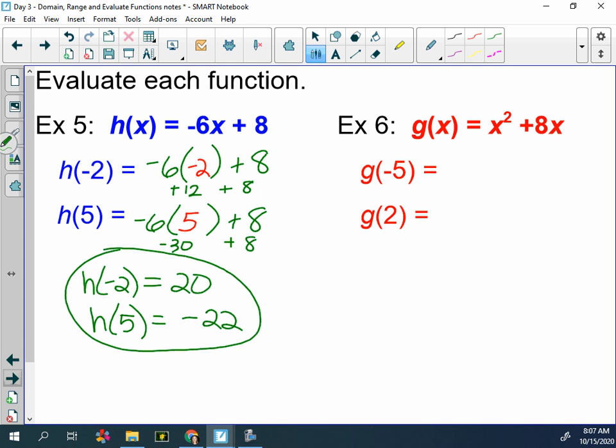Okay, I'm getting 20 when I plug in -2, okay? And I'm getting -22 when I plug in 5. So 20 and -22 would be your two answers.